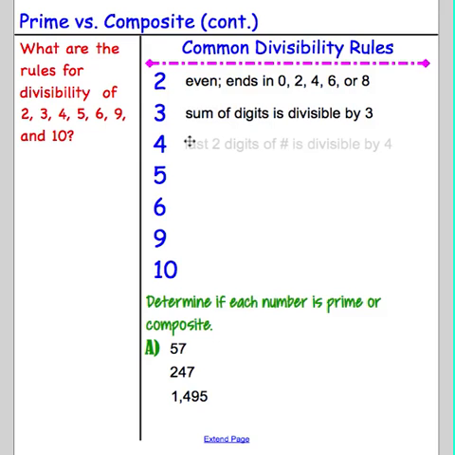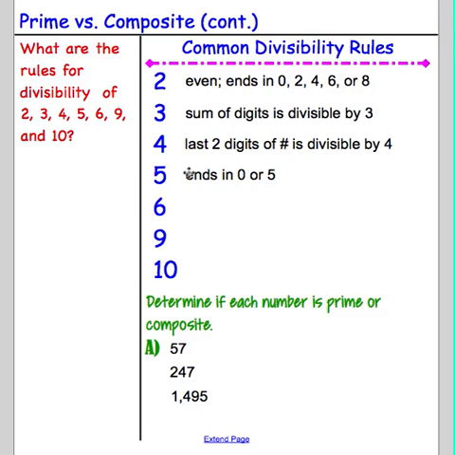For the number 4, the last 2 digits of the number must be divisible by 4. And some of you might be wondering, well, what if it is a 2-digit number? Well, you should be able to tell. The other way I look at it is if you can divide the number in half and the answer you get is an even number, then you know that the whole number is divisible by 4, because that's like dividing by 2 twice. For 5, if it ends in a 0 or 5, so 5, 10, 15, 20, notice they bounce from 0 to 5 for that last digit. Therefore, it makes it divisible by 5.